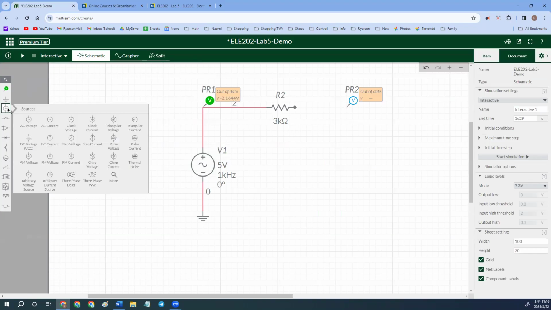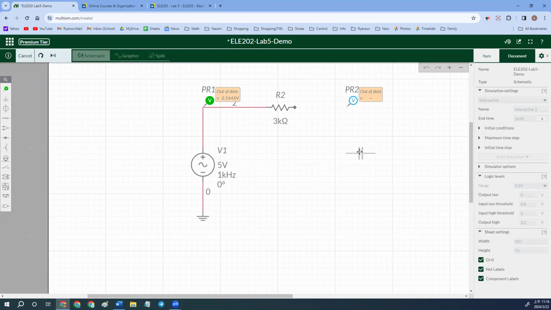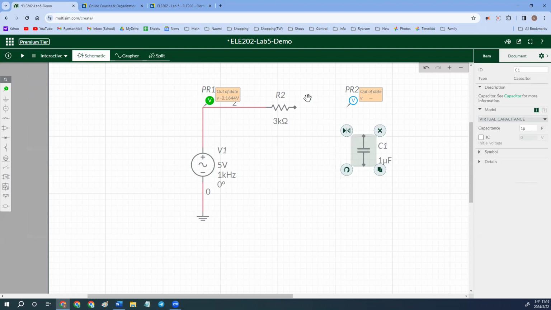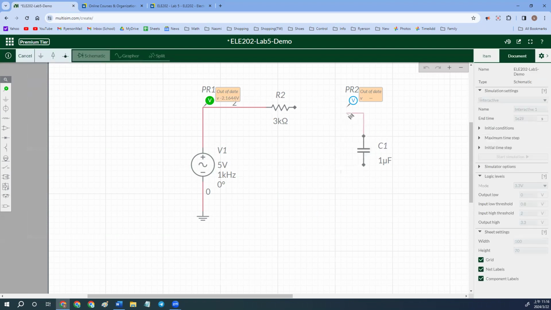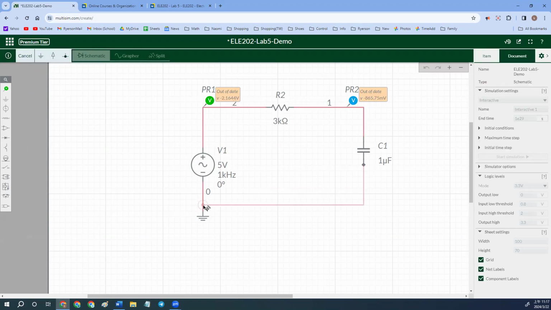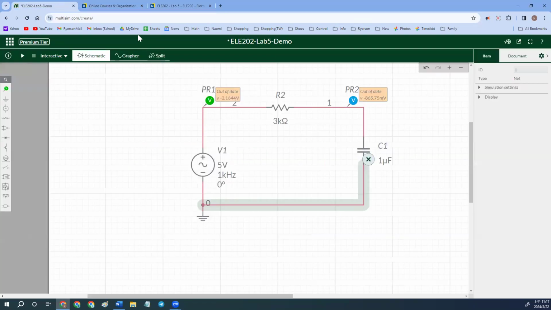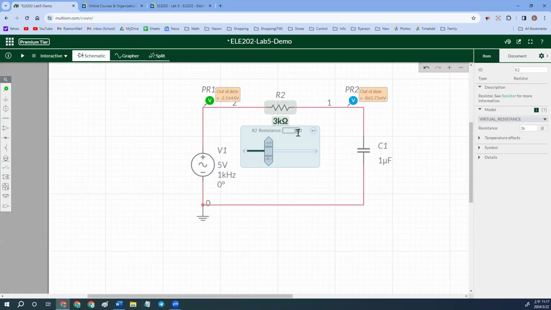Okay, let's go to the source. No, actually not the source. We go to the passive. Go to capacitors. All right. Just rotate it. So we're going to go this way. Complete our circuit right here. The resistor is 2K, so on top will be 2K. We're going back to 2K.